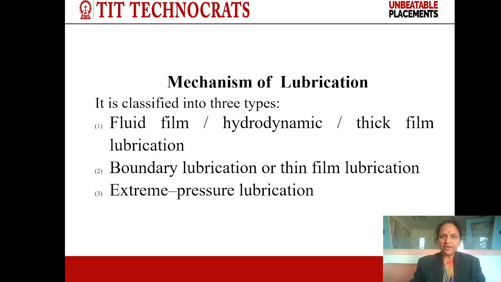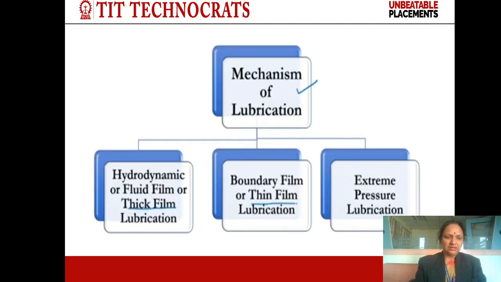Mechanism is classified into three types: fluid film, hydrodynamic, thick film lubrication. Second is boundary lubrication or thin film lubrication, and third one is extreme pressure lubrication. In hydrodynamic lubrication, we introduce a thick film of liquid lubricant between two metal surfaces, and in boundary film lubrication we introduce a thin layer of lubricant, and in extreme pressure lubrication we add additives with mineral oil or any other liquid lubricant.